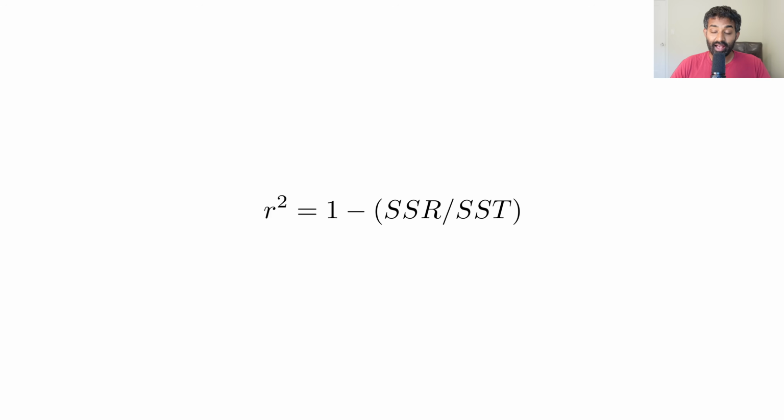To figure out how good our predictions were, how good our line is at approximating the data, we can calculate something called the R-squared value. So we take our sum of squared residuals, divide it by our total sum of squares, and then subtract that from 1. The bigger the R-squared value, the better our line is fit to the data and the better our ability to make predictions is.